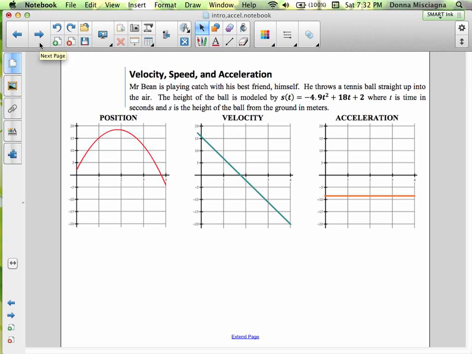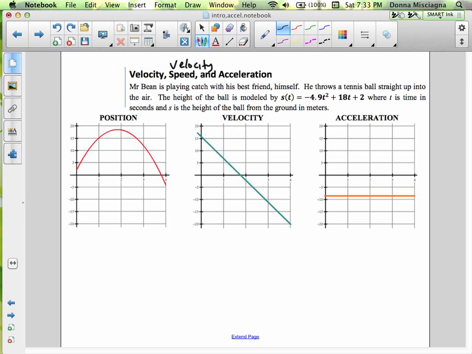There we go. Position, speed, and acceleration, and velocity. Mr. Bean is playing catch with his best friend, himself. He throws a tennis ball straight up into the air. The height of the ball is modeled by s of t equals negative 4.9 t squared plus 18t plus 2, where t is time in seconds and s is height of the ball from ground in meters. Now you might be wondering why the negative 4.9.